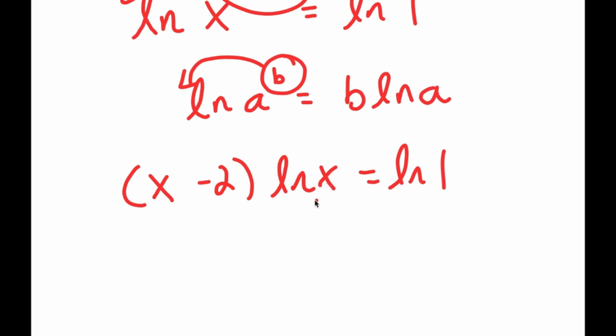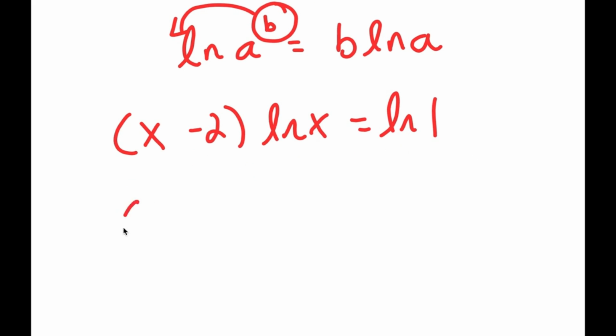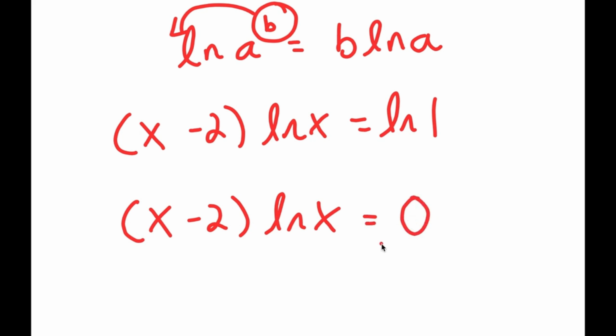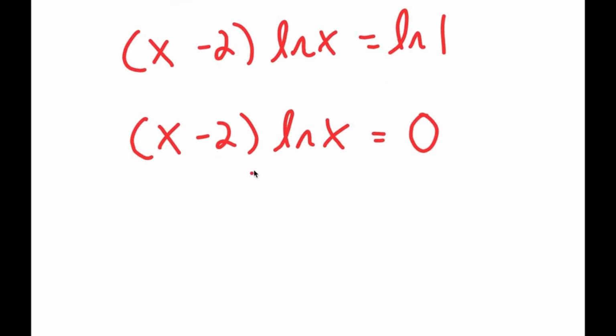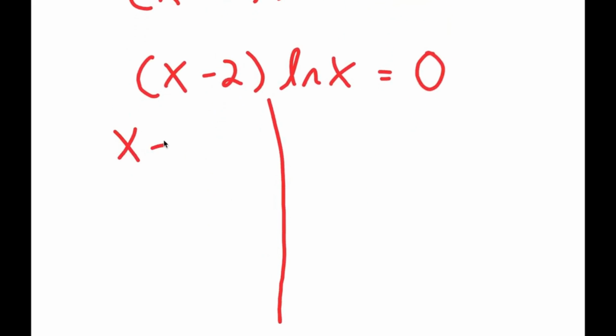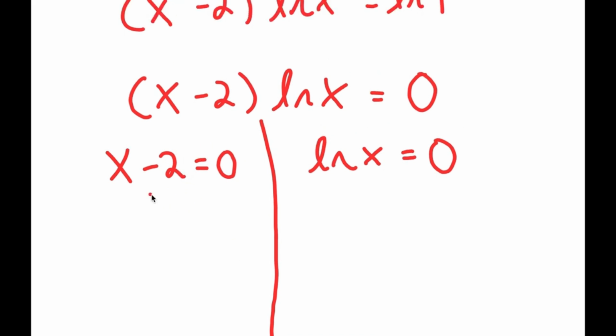So I get x minus 2 times ln x is equal to ln 1, and ln of 1 is the same thing as 0. So I have x minus 2 times ln x is equal to 0. Now from here, I get two equations. I get x minus 2 is equal to 0, and I also have ln of x is equal to 0. For the first, all I have to do to solve this is to add 2 on both sides. So then these two cancel out, and I'm left with x is equal to 0 plus 2, which is 2.